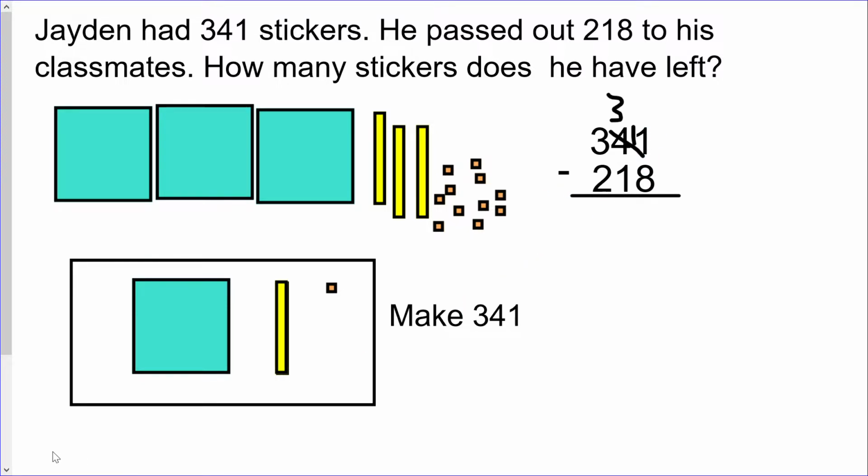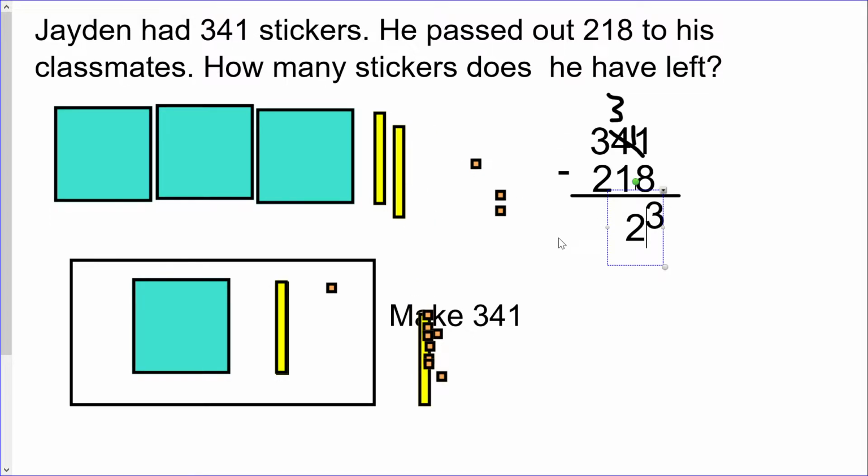Can we take away our 8 ones now? Yes, so let's go and do that. So 11, 1, 2, 3, 4, 5, 6, 7, 8. Take away 8. What's left behind? 3, right? Now looking at your 3 tens, we need to take away one of those. How many are left? 2.